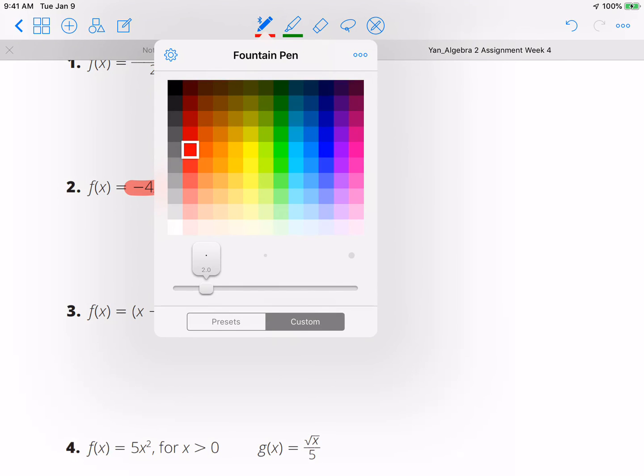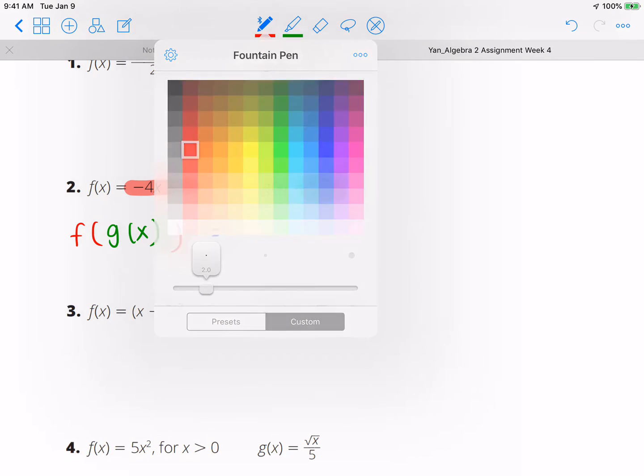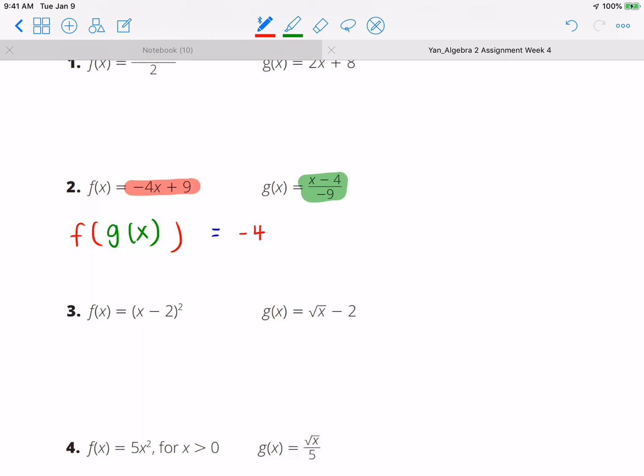Okay, so remember we're trying to put f of g of x. So let's try to rewrite this. Okay, we're going to try to rewrite f, but f would look like -4 parentheses. We don't put the x in there, and then plus 9. Okay, because the x is going to be replaced by what g is: x minus 4 all over -9. Okay, and then now let's try to solve for this. Just by looking at this, does this look like a function? Do you think it's going to result to be an x? If it is not, then you can prove it to me.